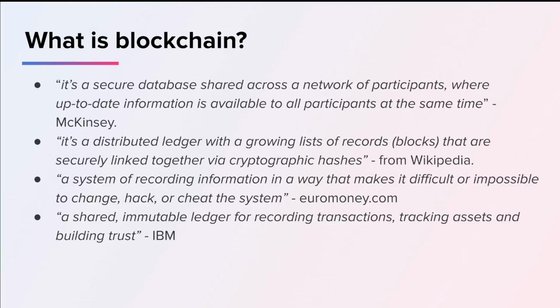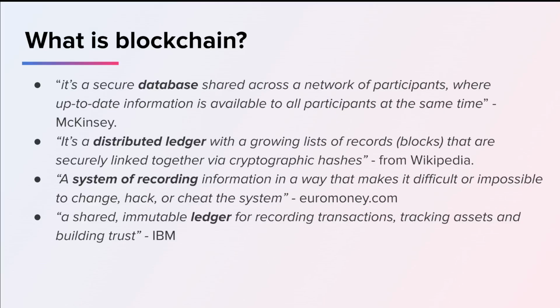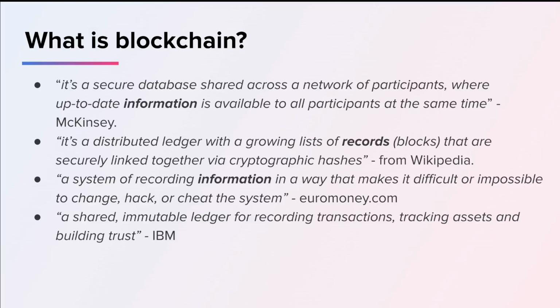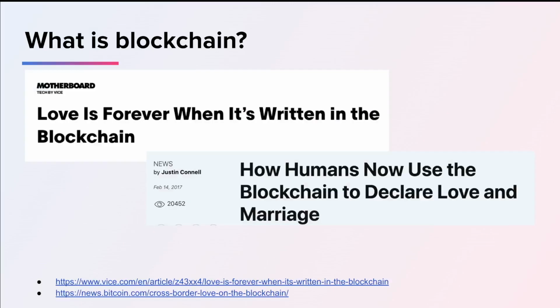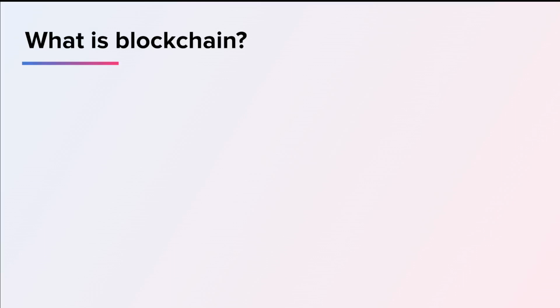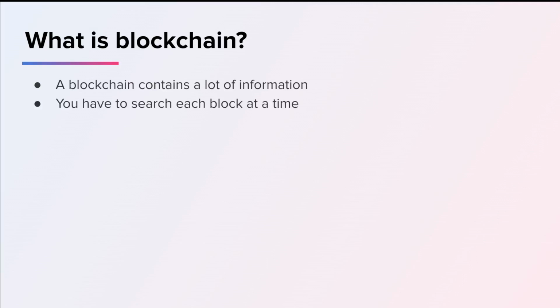And a shared immutable ledger for recording transactions, tracking assets, and building trust, from IBM. There's a common theme here that it is essentially a database with information stored in groups or blocks and then linked or chained together. And because it's a database, the applications are limitless. It can be used to record transactions, track assets, or even write a message to a special someone. Now, the blockchain database contains a lot of information, and searching for information is not particularly fast. In fact, you have to search through each block one at a time, making it incredibly slow.